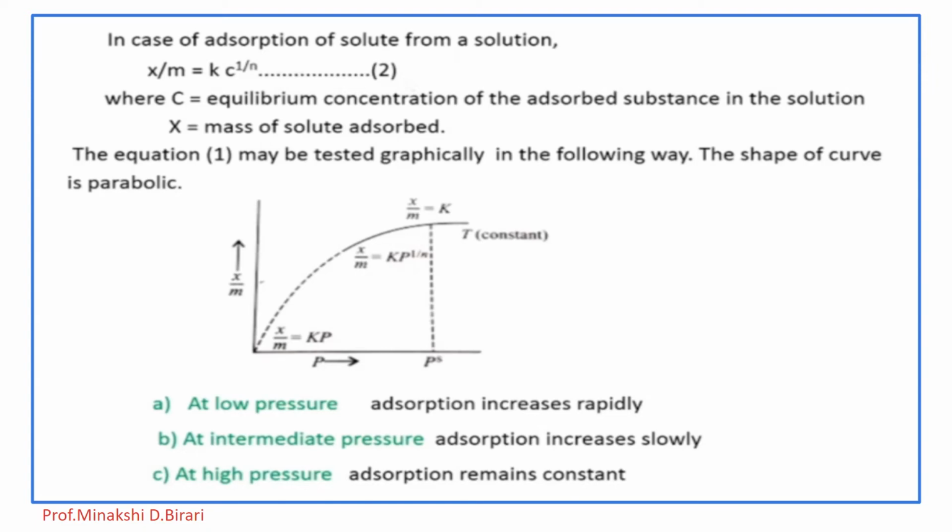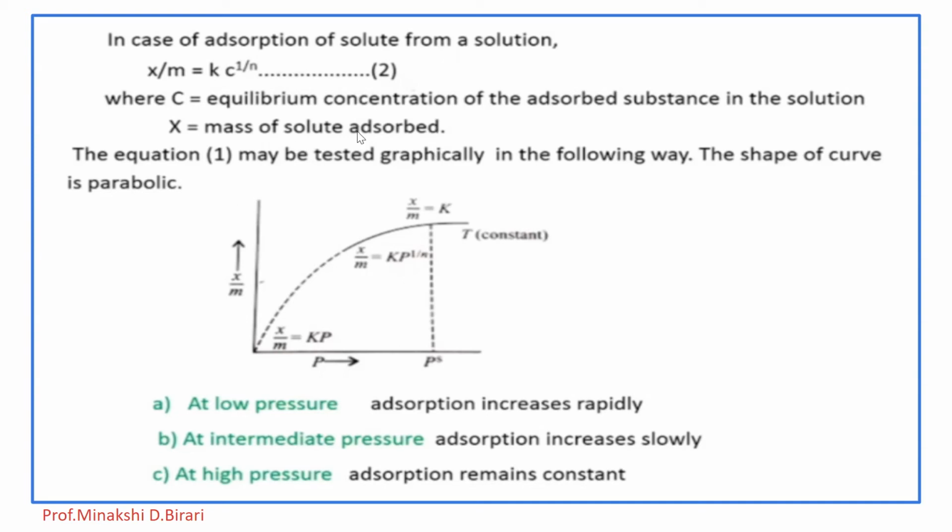In case of adsorption of solute from a solution, a similar equation is applicable and it can be written as x/m = k c^(1/n), where c is the equilibrium concentration of the adsorbed substance in the solution and m is the mass of the adsorbent. x/m is the mass of the solute adsorbed per unit mass of adsorbent. k and n are empirical constants dependent on the nature of adsorbent and adsorbate and on the temperature. c is the equilibrium concentration.